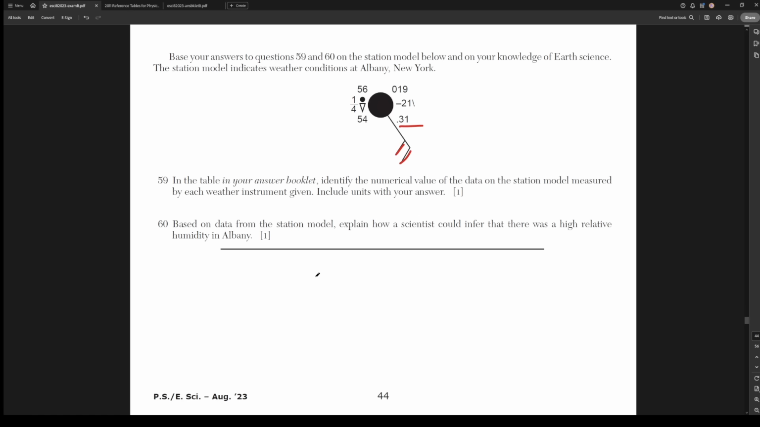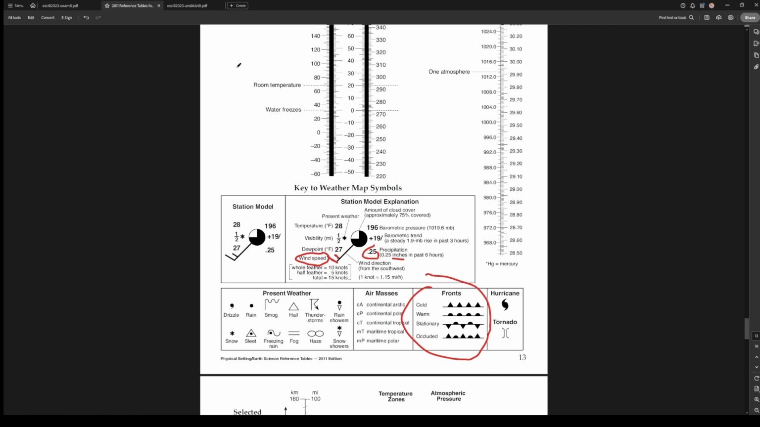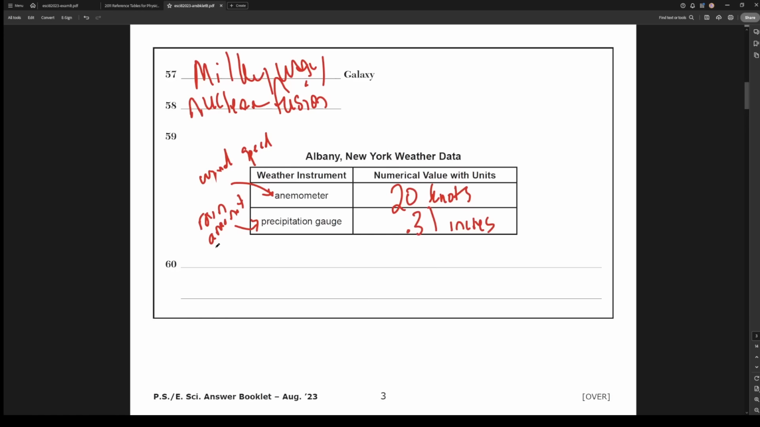Okay. High relative humidity, you want the temperature close to the dew point. You could also say lots of clouds. Or you could say, actually, that's kind of not scientific. I would say 100% cloud coverage. I mean, honestly, if you wrote lots of clouds, I'd probably take it. But I didn't tell you that. So we'll say temperature is close to the dew point. You could also probably say it's raining. There's precipitation. There's a lot of answers for that one.